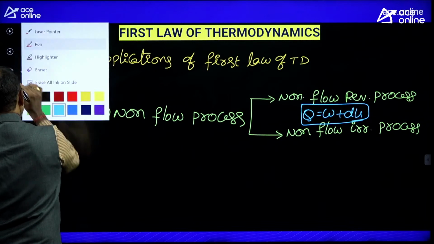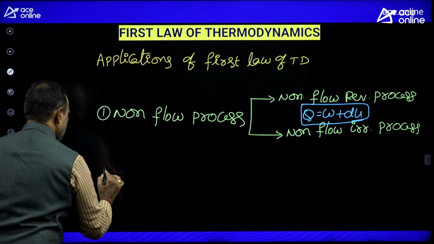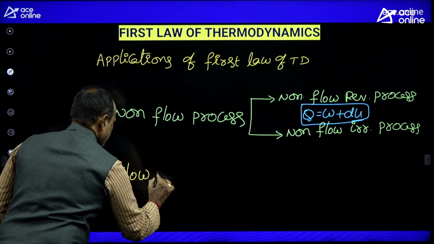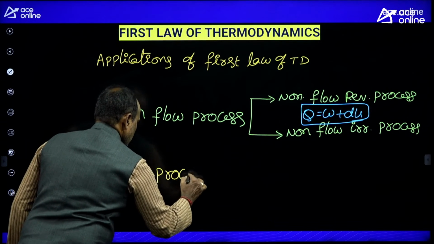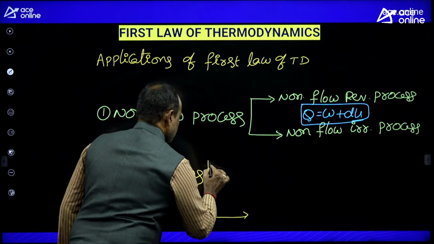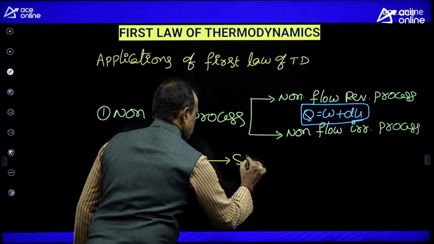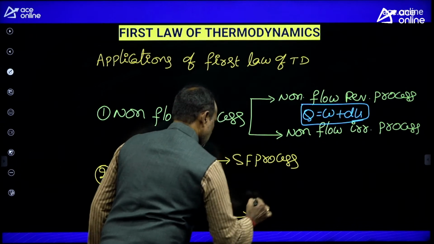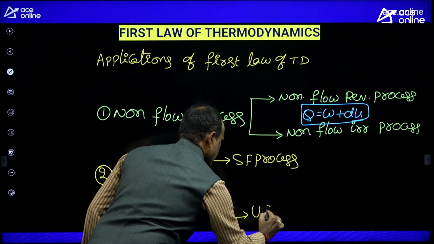The second application from the first law is what? Flow process. Flow processes are two types. Steady flow process and unsteady flow process.